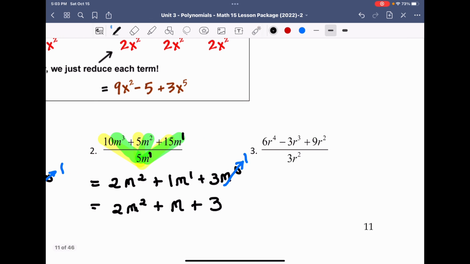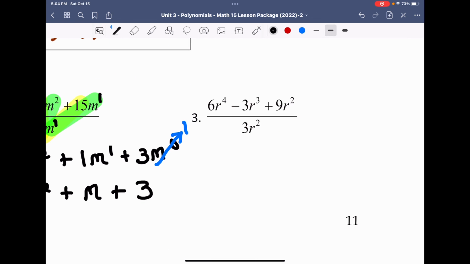So if I have the example number 3 here, I need to check and see if all the coefficients are divisible. 6 divides by 3, yes. 3 divides by 3, yes. 9 divided by 3, yes. Do they all have an r? They do. This one has an r, this one has an r, and this one has an r. Now we can reduce them.